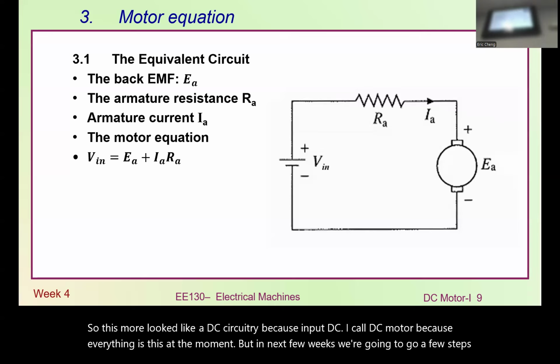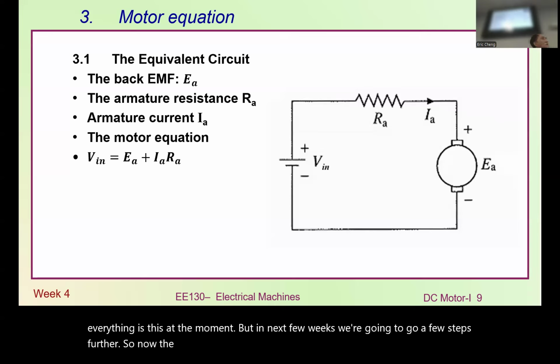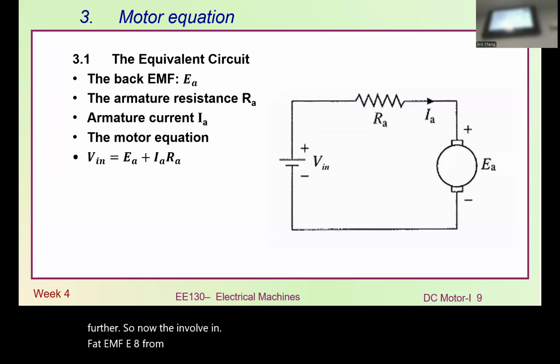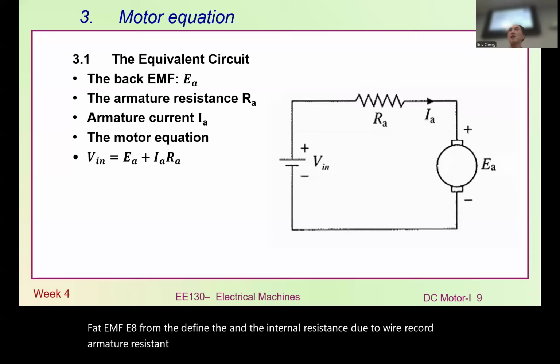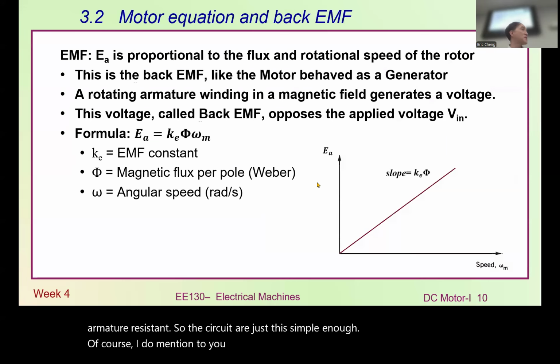So now we have the input voltage VE, the back EMF EA from dφ/dt, Faraday's law, and the internal resistance due to the wire, which we call the armature resistance. So the circuit is just this simple. Of course, as I mentioned, we do have a number of equations here. You should start to remember that.